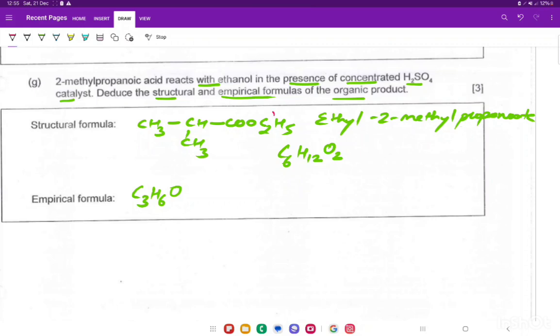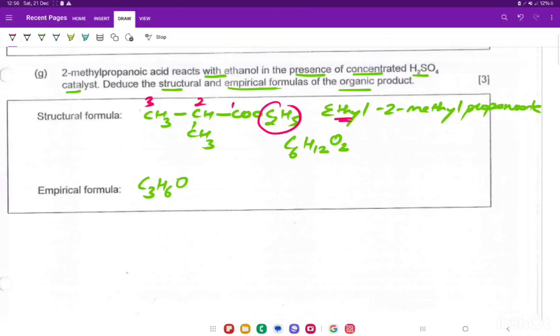How do I name it? First I will name this. This is my ethyl. And then 1, 2, 3. There is a methyl group on the second carbon and 3 carbon propanoate.